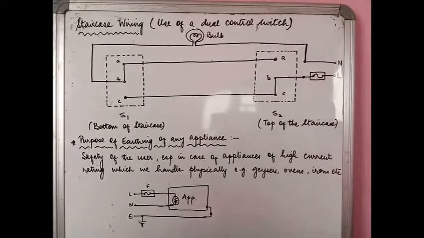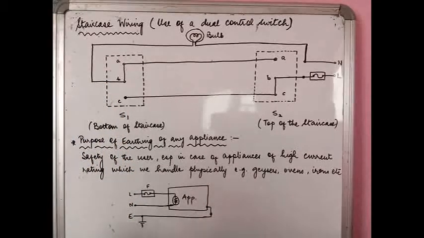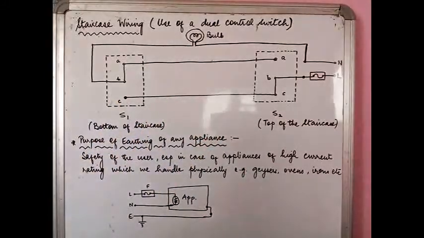So here we are with the next topic, which is the staircase wiring. This is the wiring that is usually done in case you have a ground floor and you have to move up to the first floor to some room, and there is a bulb which is operational around the area of the staircase. This will involve the use of a dual control switch. The bulb can be controlled from two different locations using two different switches. When I explain, you will understand.